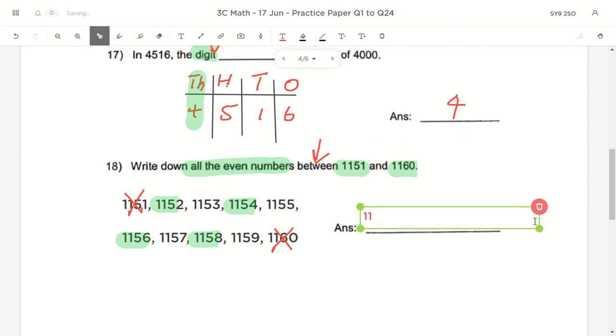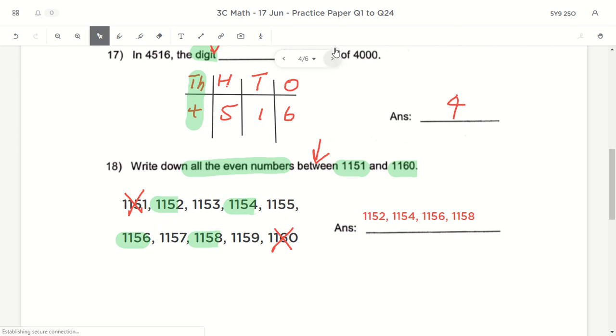1152, 1154, 1156, and the last one 1158. Basically 1152, 1154, 1156, 1158. So just list the numbers out. Some of you are stuck. Someone told me it's 60. That means you don't even understand the question, what they want you to do. They ask you to write down all the even numbers. You write down all the numbers first between 1151 and 1160, and then you choose the even numbers.